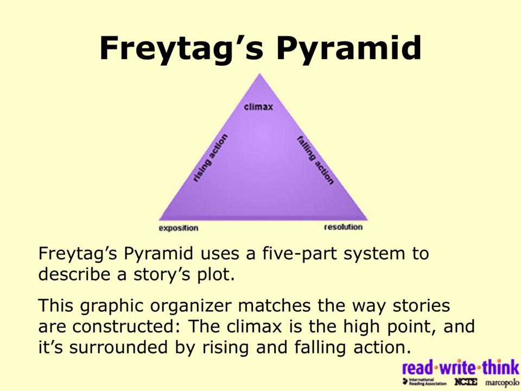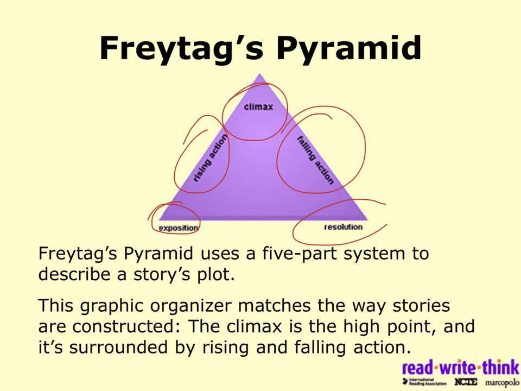This is called Freytag's Pyramid. You'll notice it's the same structure as the witch's hat, and it has a 5-part system to describe a story's plot. It has the exposition, the rising action, the climax, the falling action, and the resolution. The climax is the highest point of the story, and the rising action and the falling action are surrounding it.